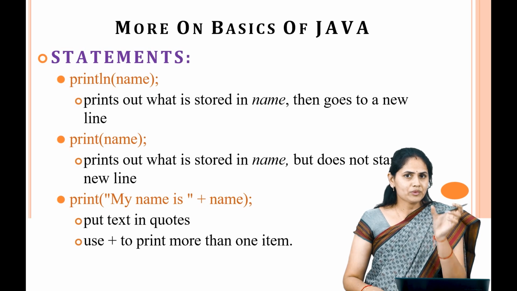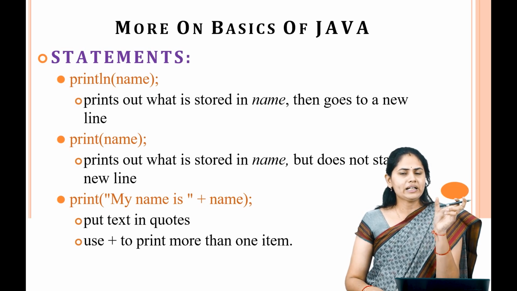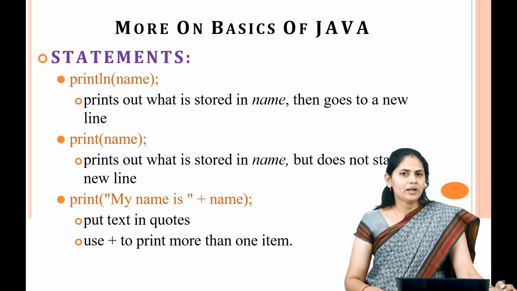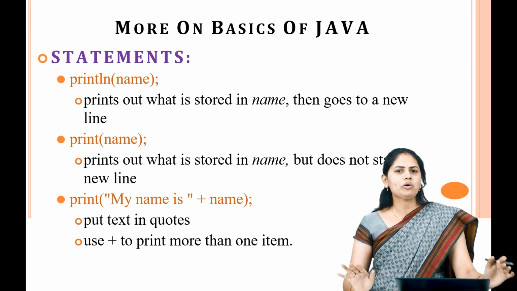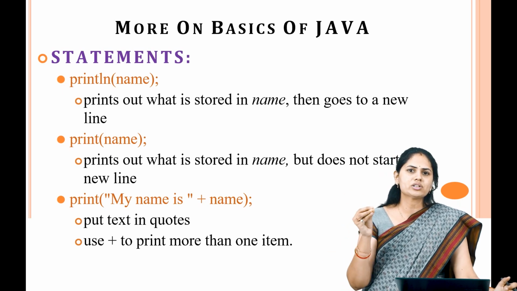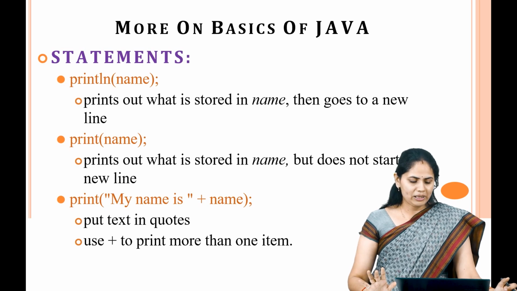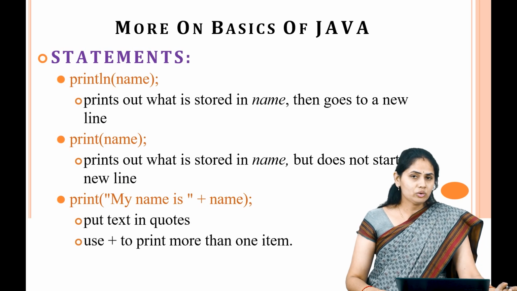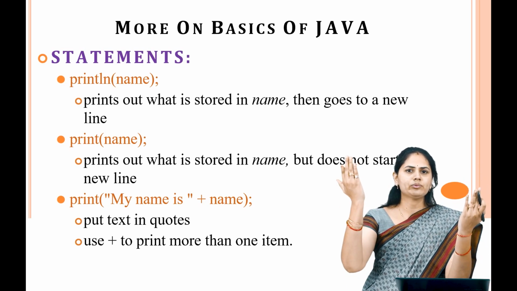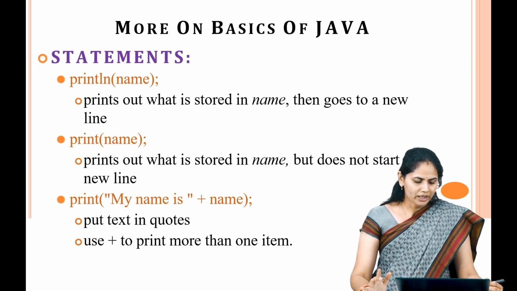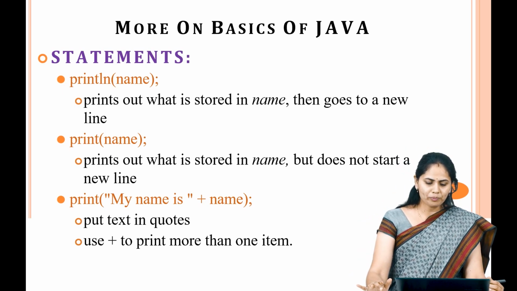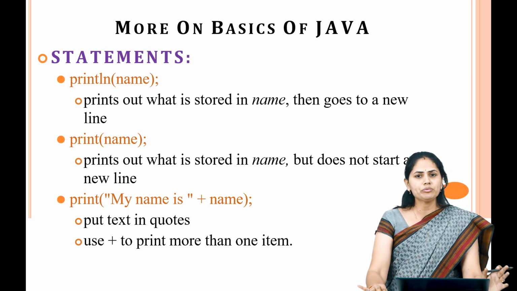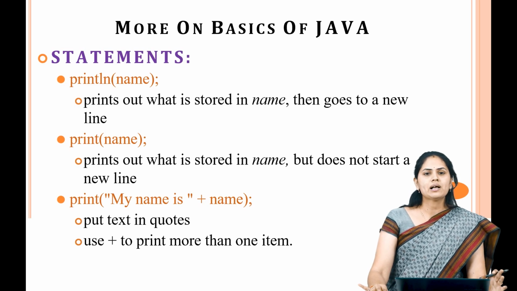What does it mean? Whatever we are writing in double quotes is displayed as it is on your screen. Without double quotes, if we are writing any variable, then the value stored in that variable will be displayed as output. Plus is the operator we are using here to combine a string as well as a variable. So, we use plus to print more than one item. When we have more than one item to print on screen, we use this plus operator.